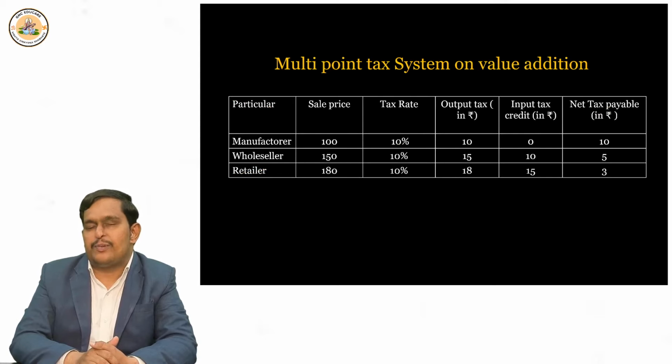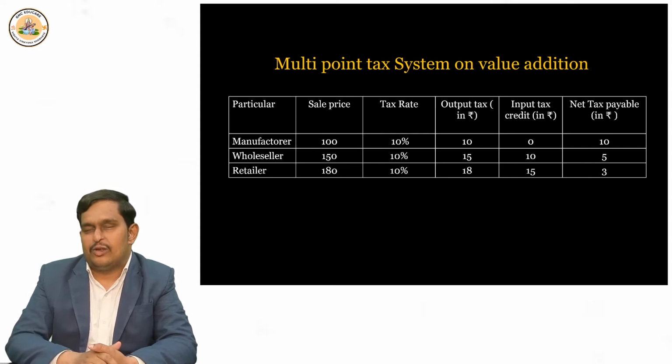So suppose 100 rupees is the value at manufacturer level, 10% tax. So it will come to 10 rupees. Now earlier, was there any value? Nothing. So output tax is 10 rupees, right? Is there any input here? No. So we'll call it nil. So 10 minus 0, 10 rupees is the final tax which the manufacturer should pay to government.